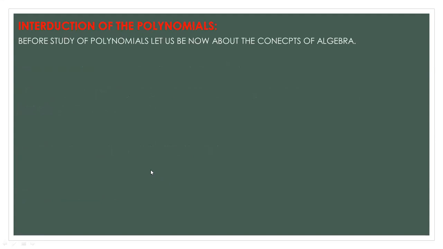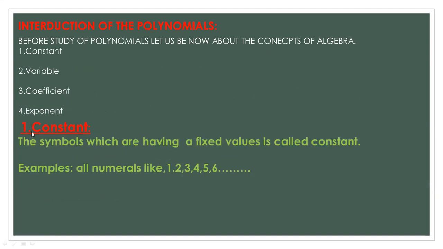Before study of the polynomials, let us know about the concepts of algebra. In this, constant, variable, coefficient as well as an exponent. These are the main important basic concepts. They are required for algebra. Let us study one by one. First one is constant. The symbols which are having fixed values are called a constant.